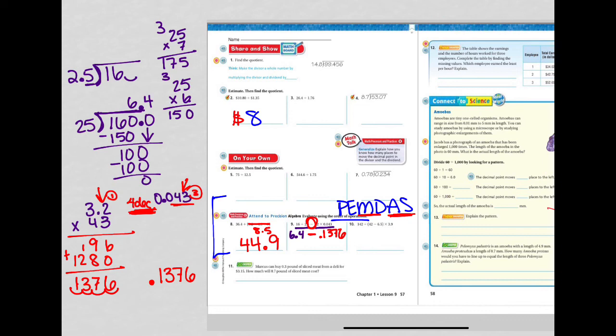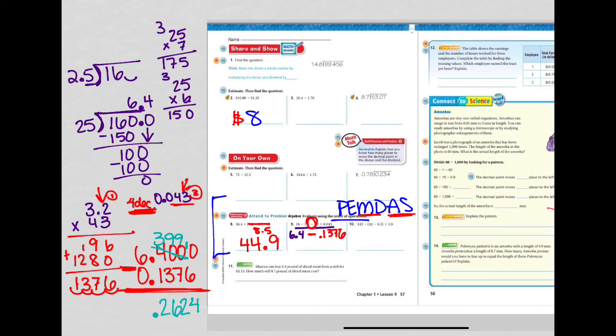So I'm saying 6.4. So I have to line that up. 6.4 minus 0.1376. Now, when I add and subtract, I line up those decimals, which means that I have to have the same number of digits. So I'm going to add a bunch of zeros to that number. Now that I'm subtracting, I'm going to say I need to borrow here, which means that this 400 is going to turn into 399. 10 minus 6 is 4. 9 minus 7 is 2. 9 minus 3 is 6. 3 minus 1 is 2.